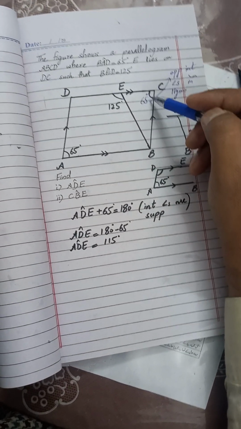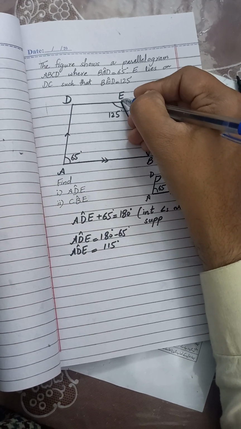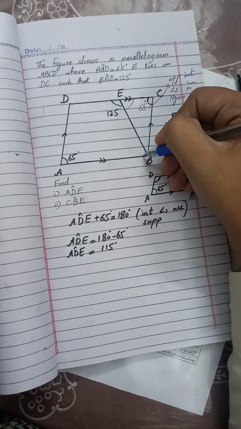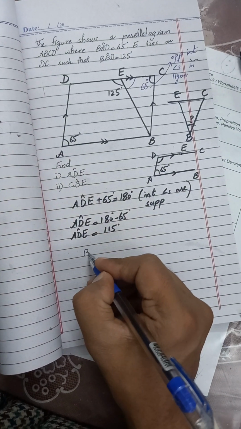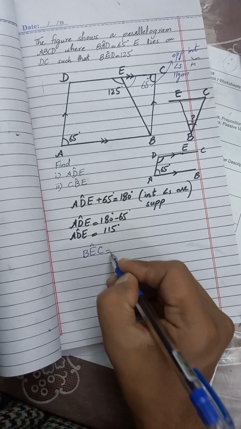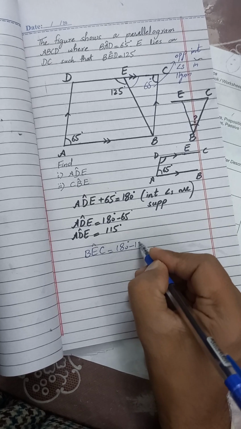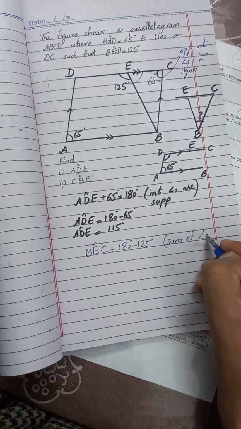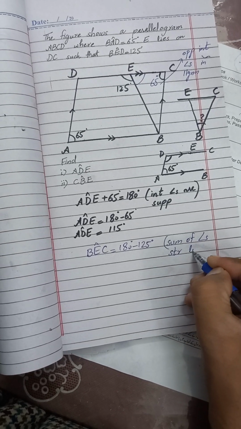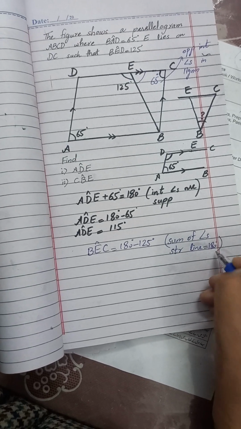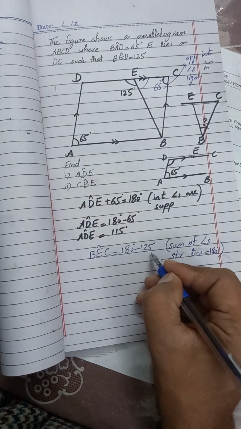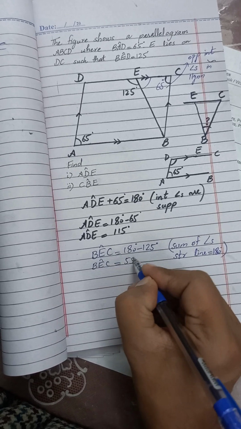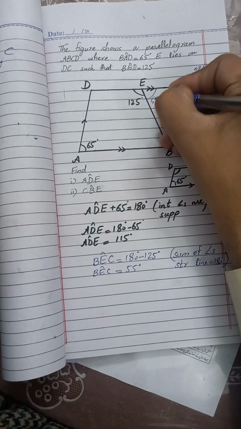So here this angle C would be 65 and we know that this point E lies on the straight line such that this angle is 125. The angle BEC is equal to 180 minus 125 degrees because sum of angles on a straight line is 180 degrees. That is why BEC is equal to 180 minus 125. So we can have that angle BEC is equal to 55 degrees.